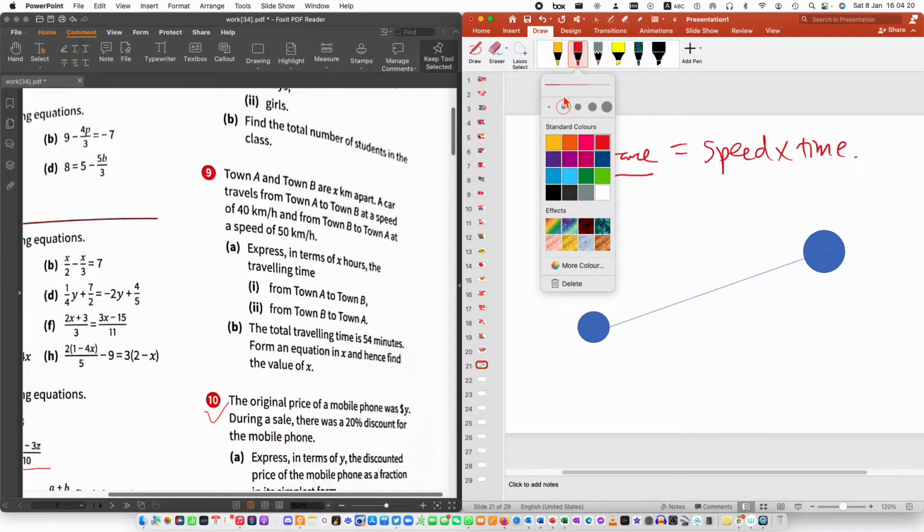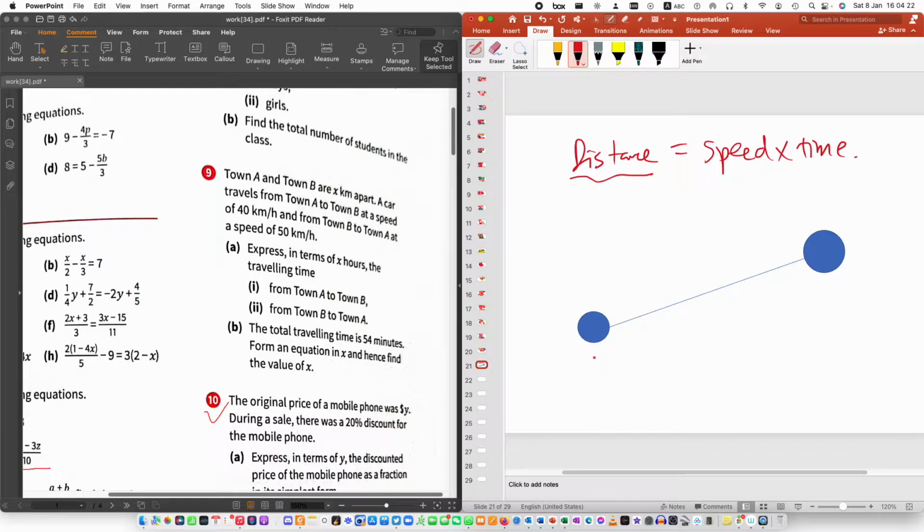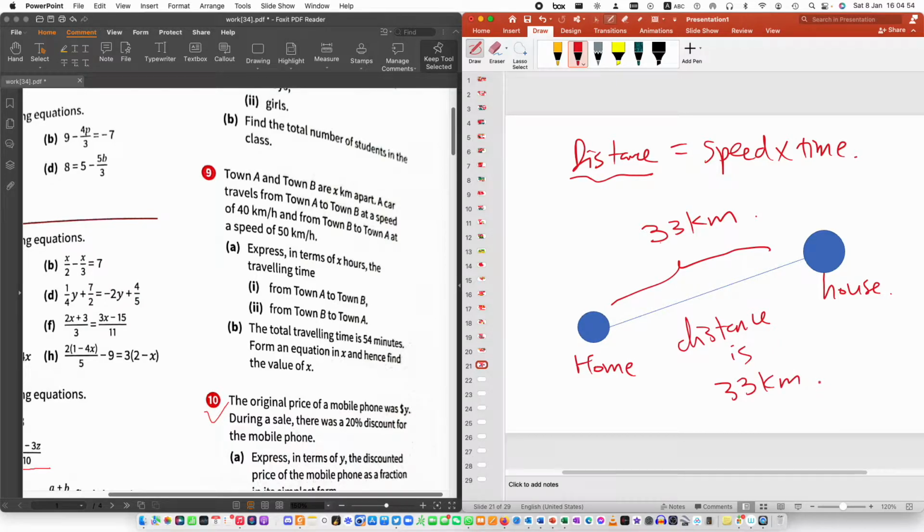So let's call this your home. I represent your home by this dot, and then I represent my house. Of course your home and my house is not a straight line, but let's assume it's a straight line. That means if I can draw a straight line on a map, so it's a straight line. So if I tell you this distance is 33 kilometer, so the distance is 33 kilometer. So far so good?